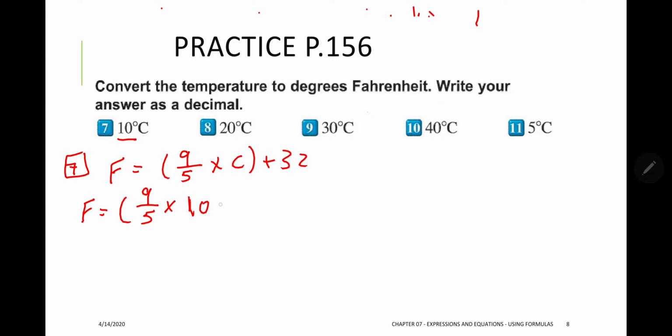So that's 10, and plus 32. Now to find that result, you know the denominator of 10 is 1, so 9 multiplied by 10 is 90, divided by 5 is, what will be the result? Yeah, it will be 18.